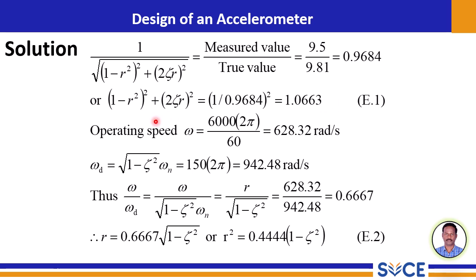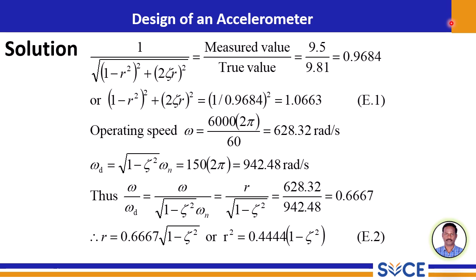This expression represents the magnitude of the transfer function for an accelerometer relating the output acceleration to the input acceleration. You can see this as a function of frequency ratio and damping ratio. Squaring on both sides, the reciprocal leads to the value. Let me label it as equation 1.